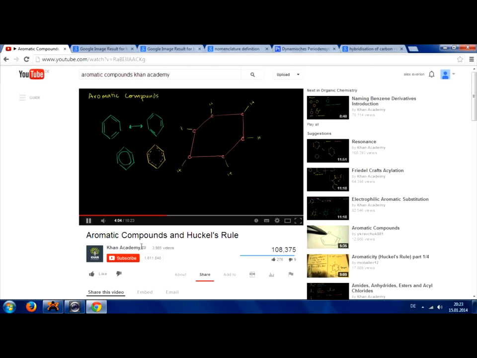So if you talk about hybridization, we have three hybridized orbitals. This is sp2.